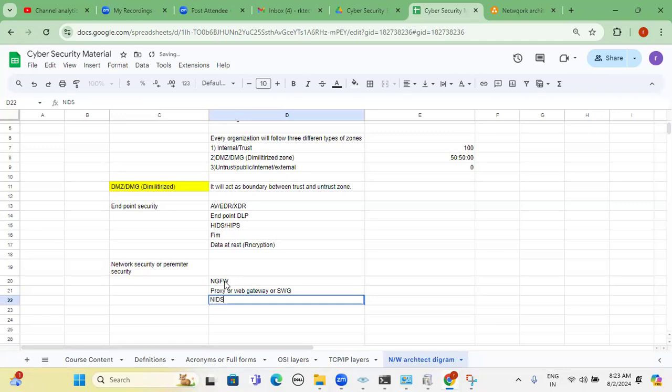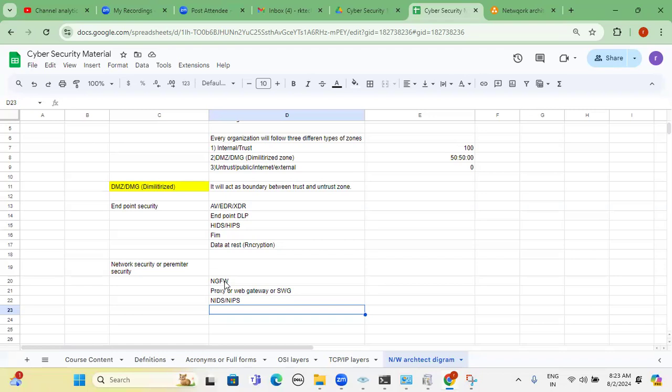So next one is network IDS and network IPS. Even proxy capability and network IDS, network IPS capability can also be done by our next generation firewall. But it will not do the full-fledged capability. It will do only 70%, something like that. So that is the reason we have to implement a defense in depth layered approach control.